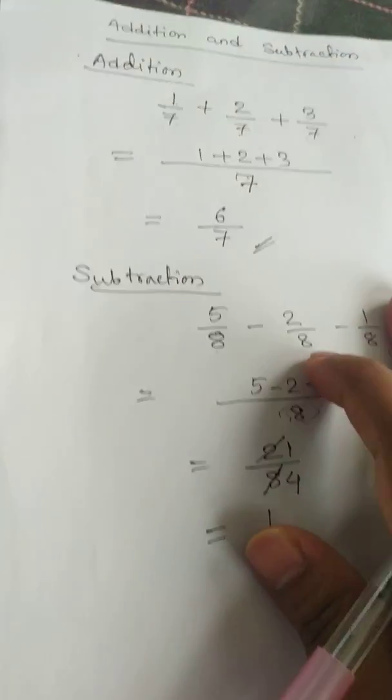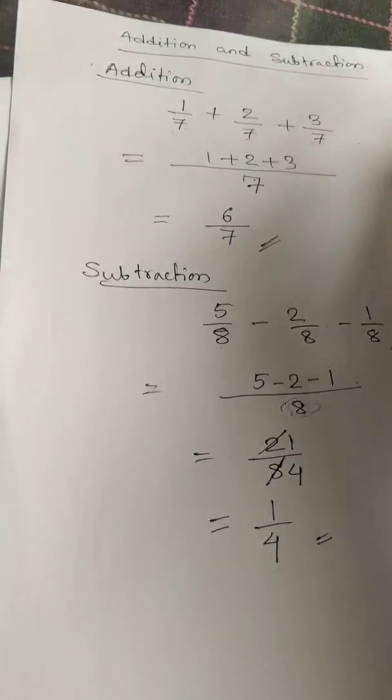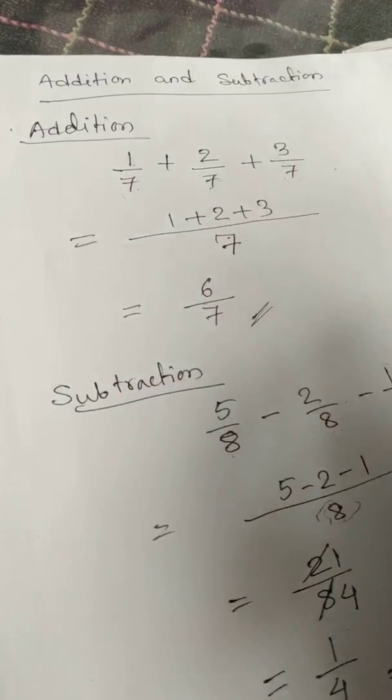Now let's move on to addition of mixed fractions. Before mixed fractions, let's say addition of unlike fractions. In this page, what we did is the addition of like fractions. Like fractions are those fractions which have same denominators.